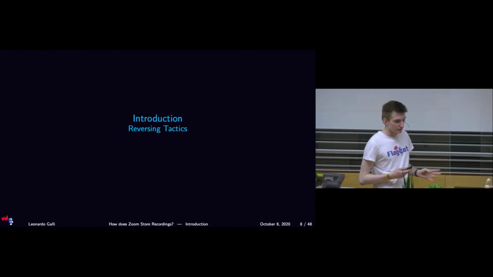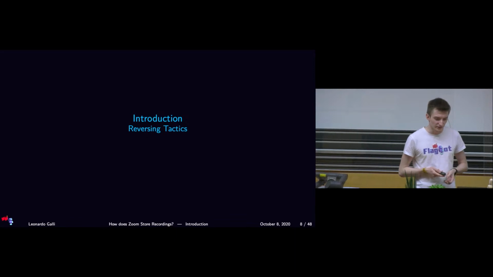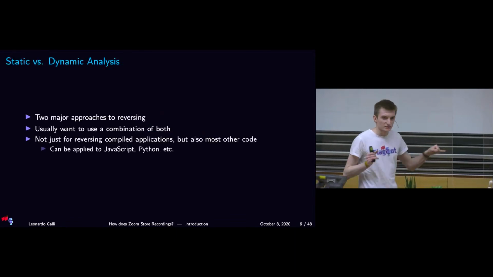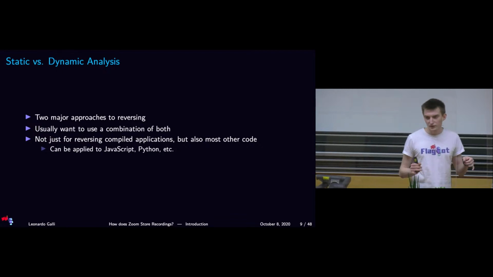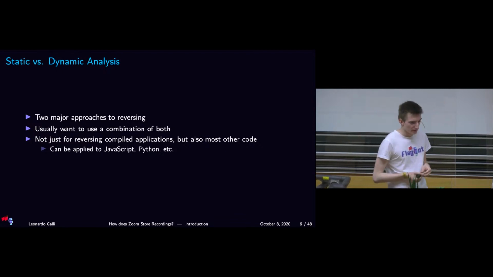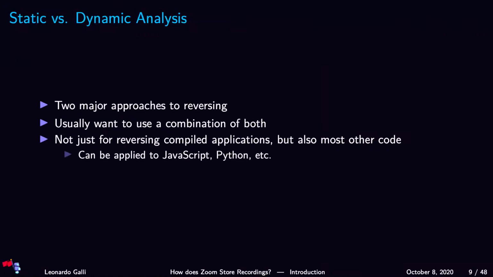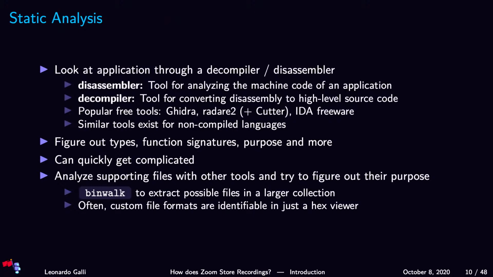Now, what are some of the general reversing tactics? Well, we like to talk about these two major approaches, which are static versus dynamic analysis. And usually, you want to use a combination of both. And all of this obviously not just applies for your compiled application. It also applies to JavaScript, to Python, and a lot of other stuff. So, what is exactly static analysis?